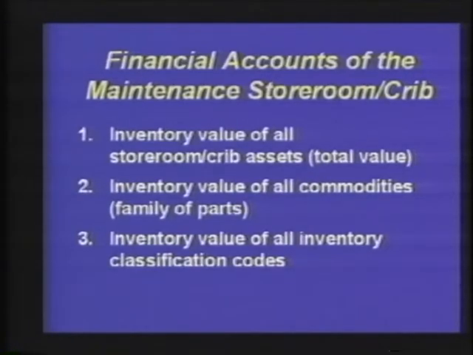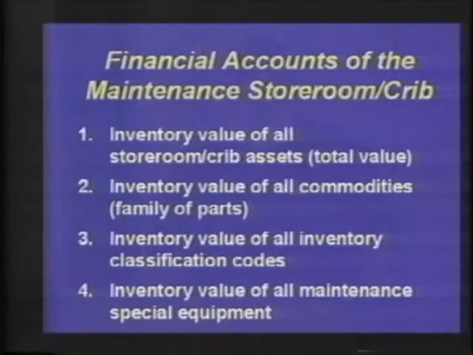And if you remember here, we have 18 different class codes. So each class code could be summarized relative to its financial value. Now, if I took the sum of 2 and the sum of 3, they should all be equal to the sum of 1. So 2 and 3 is a more definitive analysis of the total inventory value, which is in item 1 above. Step number 4 is the inventory value of special equipment.